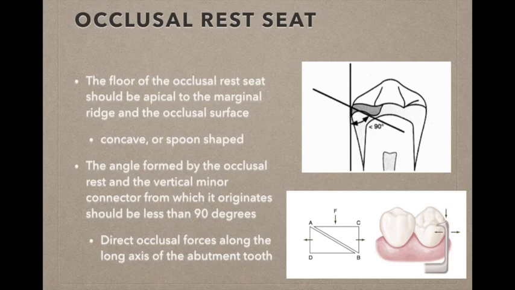The reason is this angulation ensures the occlusal forces are directed to the long axis of the abutment tooth. However, if this angle is more than 90 degrees, it will look like the slide pictures. So you will have two sliding surfaces. When we have a sliding surface and the occlusal rest gets the force, there will be a horizontal sliding. That means you will provide horizontal movement to the tooth, which is hurting the tooth.